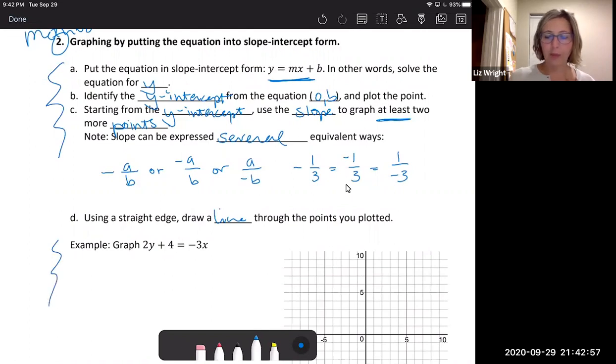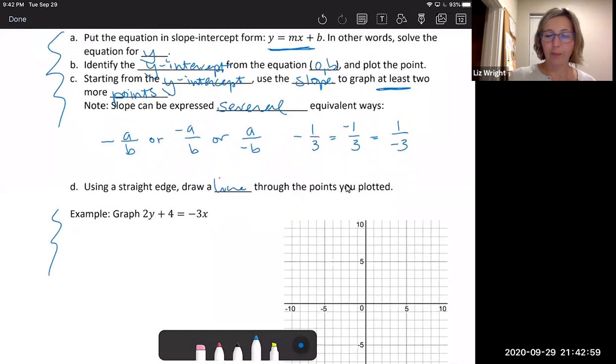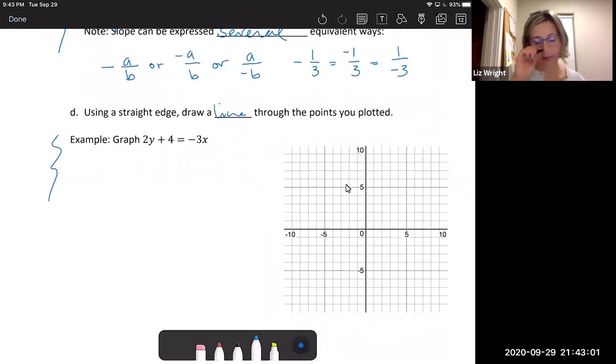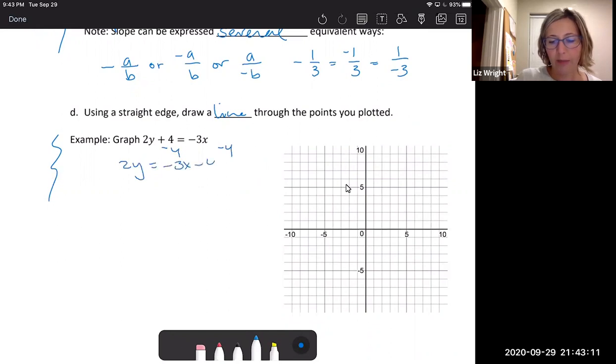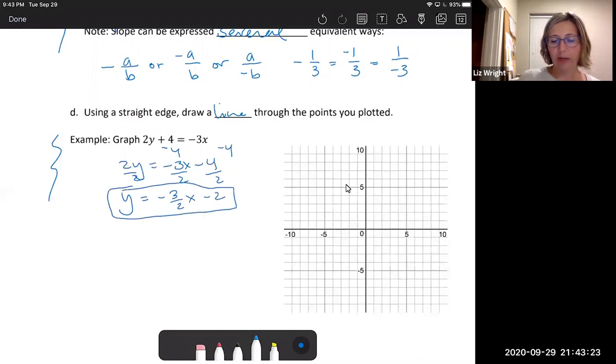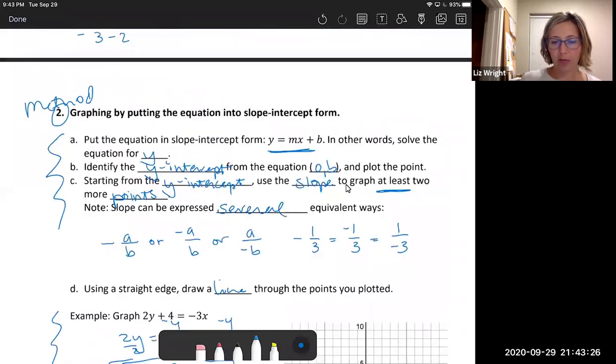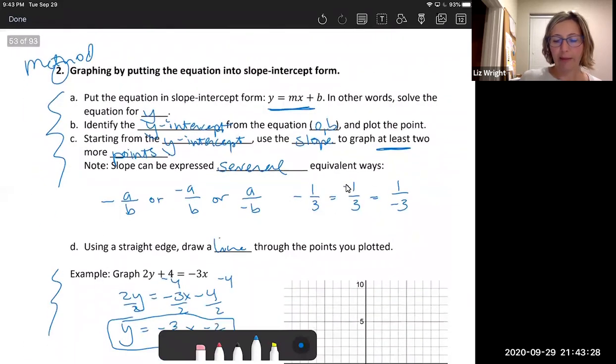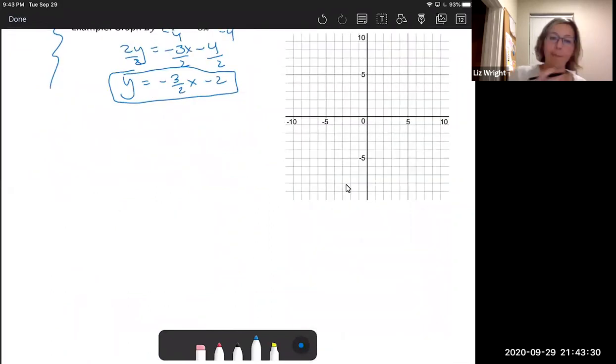So first step says put the equation into slope-intercept form. We would have just done that on the previous page, but I don't have it to reference, so I'm just going to do it again. I'm going to subtract 4, and then we've got 2y equals negative 3x minus 4. We're going to divide it by 2. And then we've got y equals negative 3/2 x minus 2. And then you can verify, did we get the same answer, negative 3/2 x minus 2? Looks like it. So I'm going to guess that we did that right.